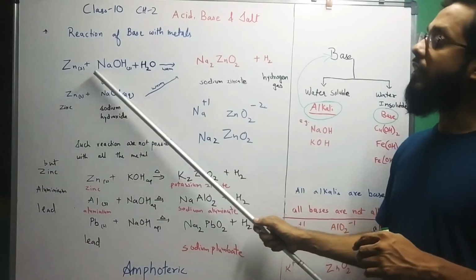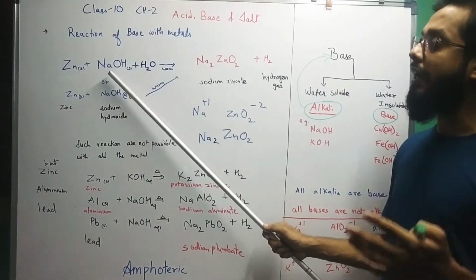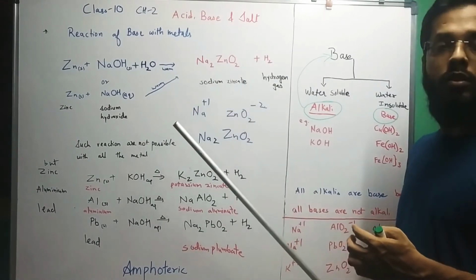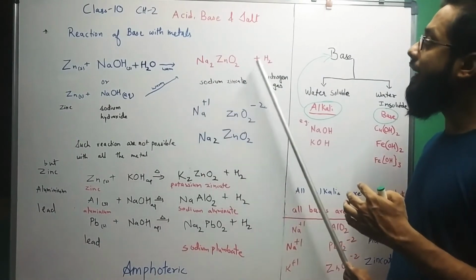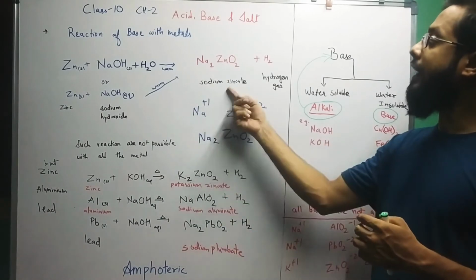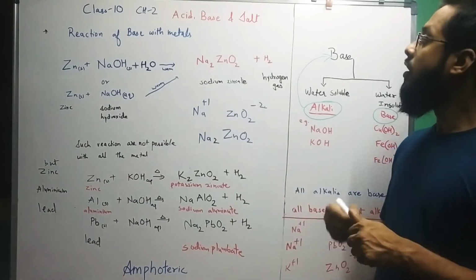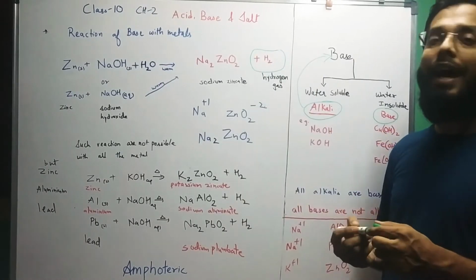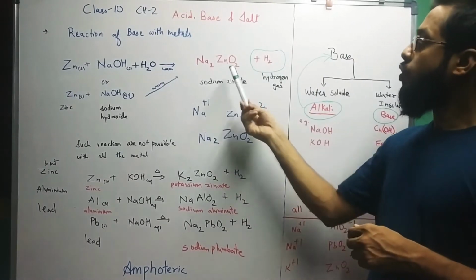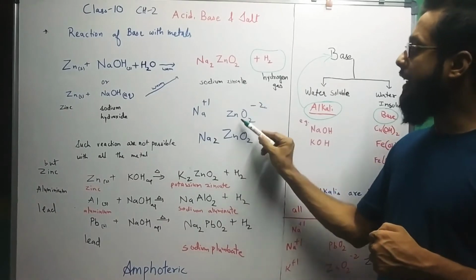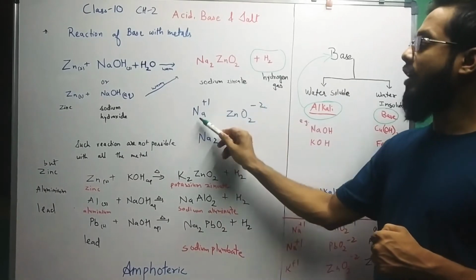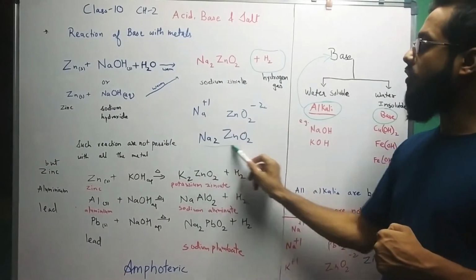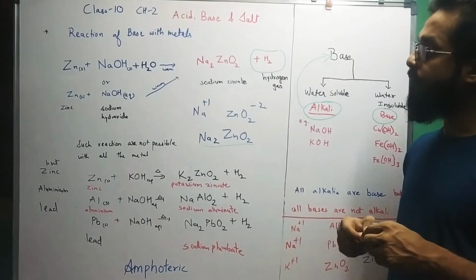On reaction with NaOH, which is an alkali, a base, we get sodium zincate plus hydrogen gas. So the main products here are sodium zincate and hydrogen gas. So we can see in base also we get hydrogen gas. In sodium zincate, the valency of zincate is -2 and that of sodium is +1. So the 2 goes over here, and that's why the formula is Na2ZnO2.